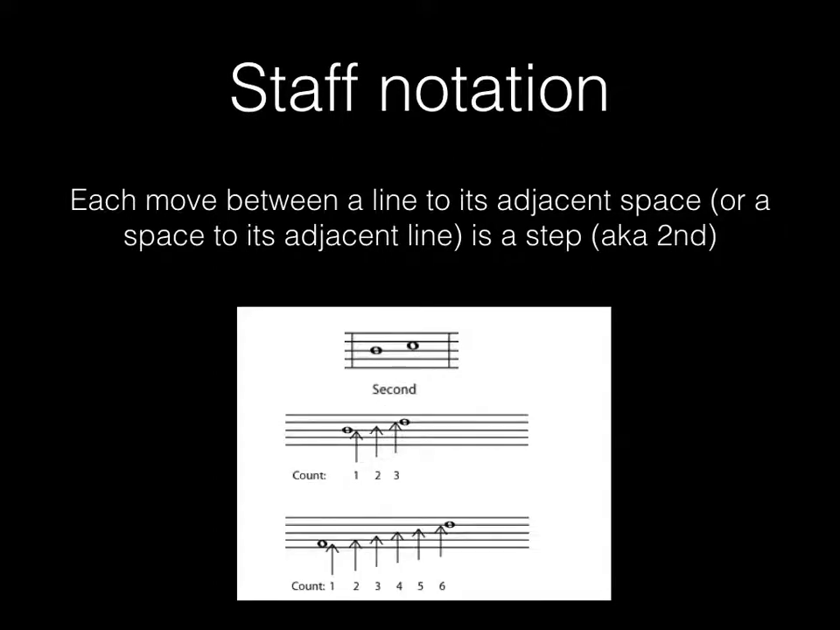But we can do any interval using a staff. So, for instance, you could have a third by going from a line to the next line up. Or you could have a sixth by going from the bottom space to 6 ticks above it. 6 rungs on the ladder of lines and spaces above it.